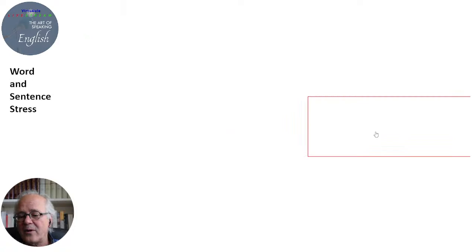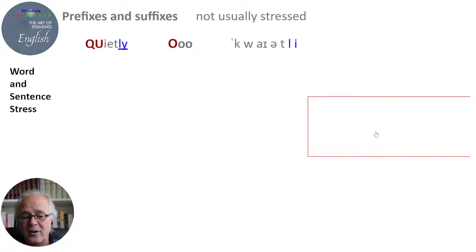Okay, let's look at another pattern. We saw before some suffixes. Let's look at prefixes and suffixes. Okay, these are not usually stressed. Okay, we saw them in the other slide, but we can also see that quietly, the last syllable is not stressed. It's a suffix, ly. So all of your adverbs that come from adjectives will have this kind of pattern. Okay, just like originally.